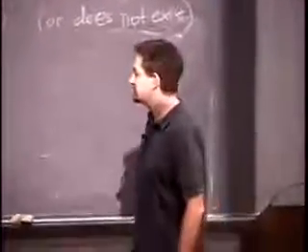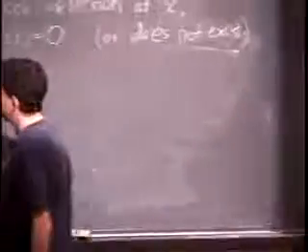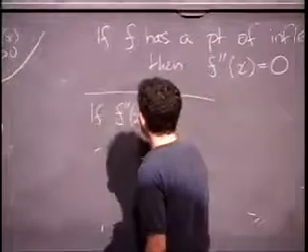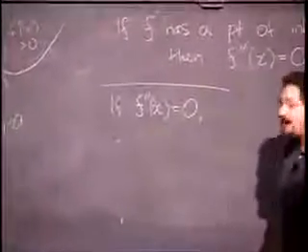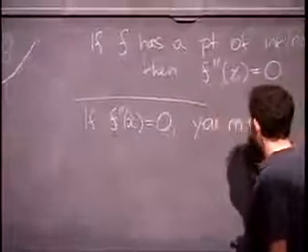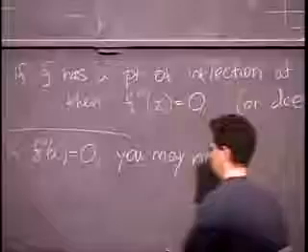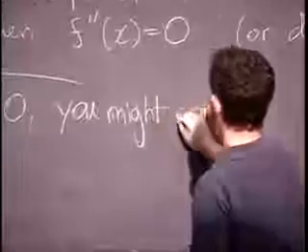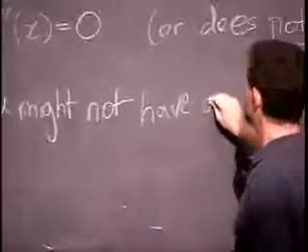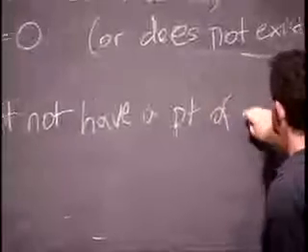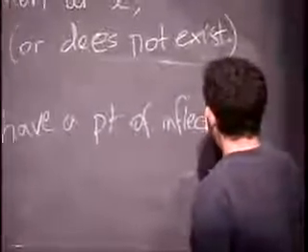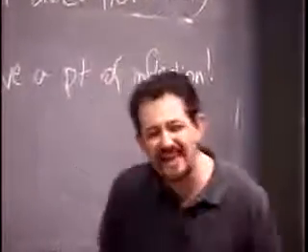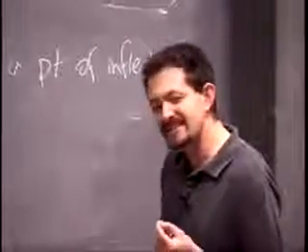Now, I have to tell you something quite important. If the second derivative is 0, you may not have an inflection point. Or you might not. Is a better word. Okay, so all you are doing, if you know that f double prime of x equals 0, you have a potential candidate for an inflection point, but it is not necessarily an inflection point.